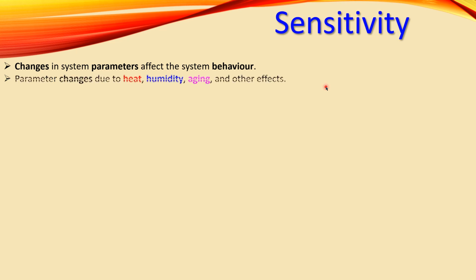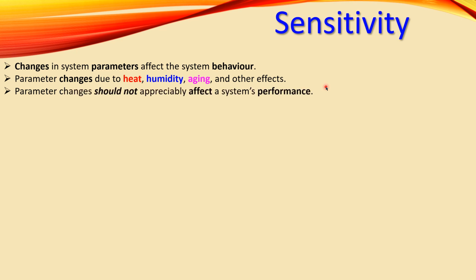Now, let's also look at the sensitivity in great detail. These are changes that we have in our system. So we have some system parameters, let's say a time constant of your system, or maybe a gain of your system. It can have an effect on your system behavior, but how much effect do we have? How can we make this more precise and quantitative? That's actually the topic of sensitivity. So parameter changes due to heat, humidity, aging, or other effects can have some effect on your system. Now, parameter changes should not have an appreciable effect on system performance. So again, this must be quantified. So how much effect do we have?